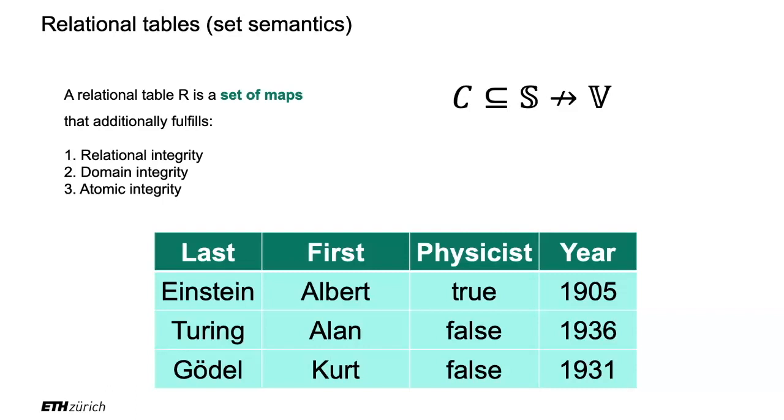The second one is domain integrity, the fact that in the same column, you must have the same kind of data. For example, year is always an integer, physicist is always a Boolean, and first and last are always strings. And then atomic integrity. Who remembers what it is, atomic integrity? The first normal form? Yes? No nested tables, exactly. Just atomic values, like this. All right, perfect.